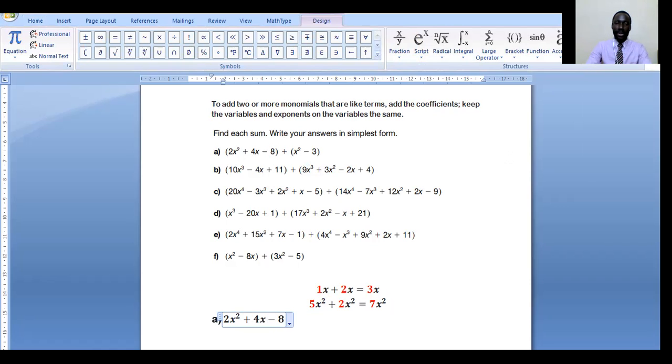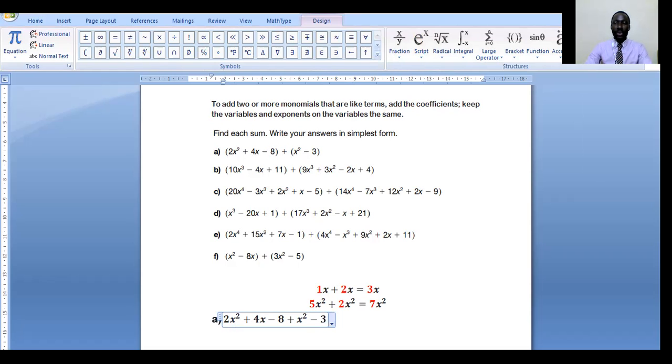Now, this is in a bracket. Now we have to add this to the second expression here, which you can see for yourself, x squared minus 3. So we'll be writing it down, that is plus x squared minus 3. Yes, that's what we are dealing with.